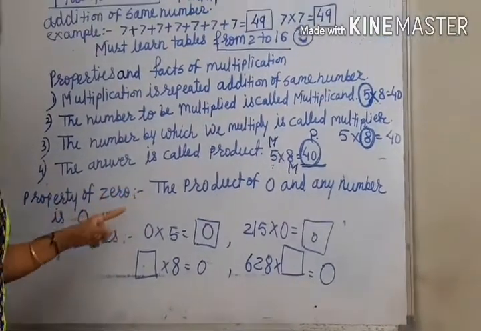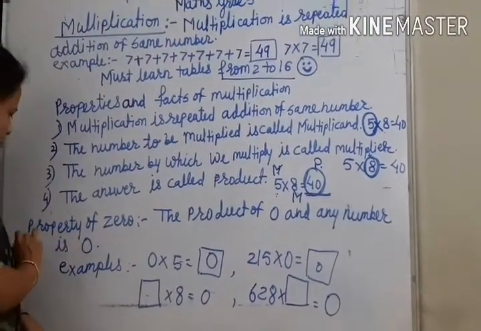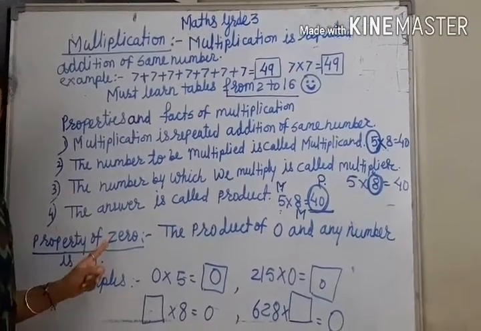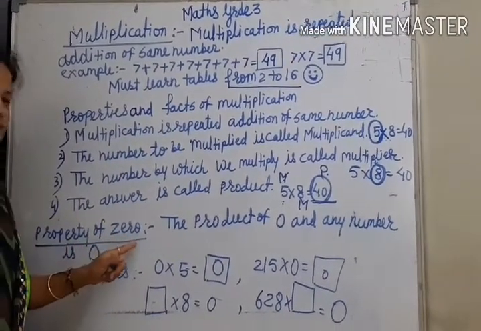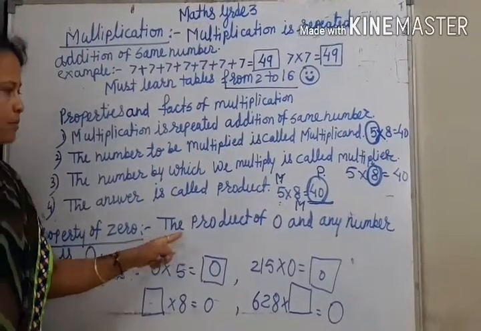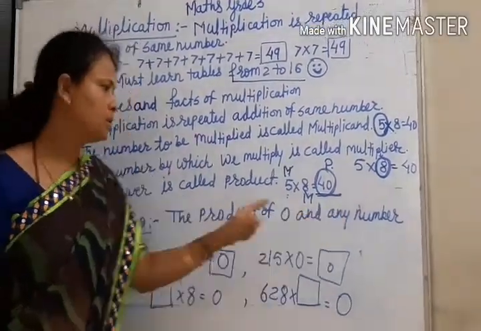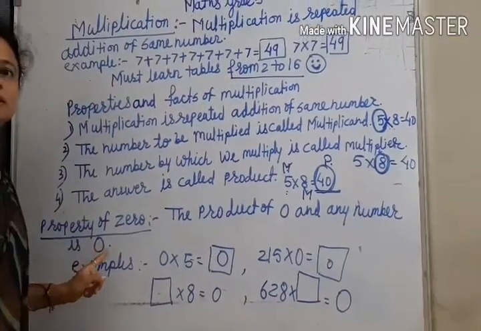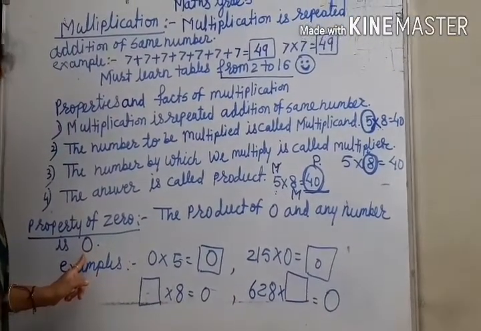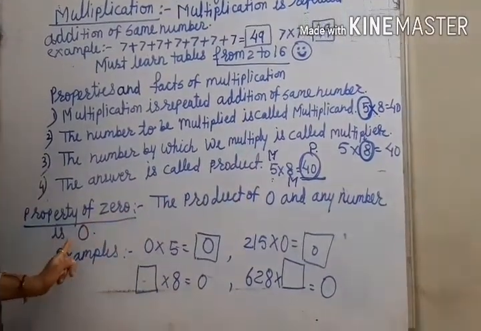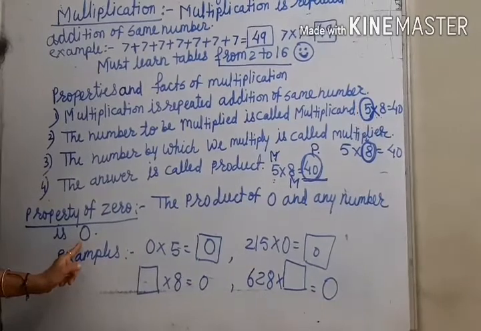Now let us start learning the properties of multiplication. The first property is the property of 0. The product of 0 and any number is always 0. The product of any number and 0 is always 0.